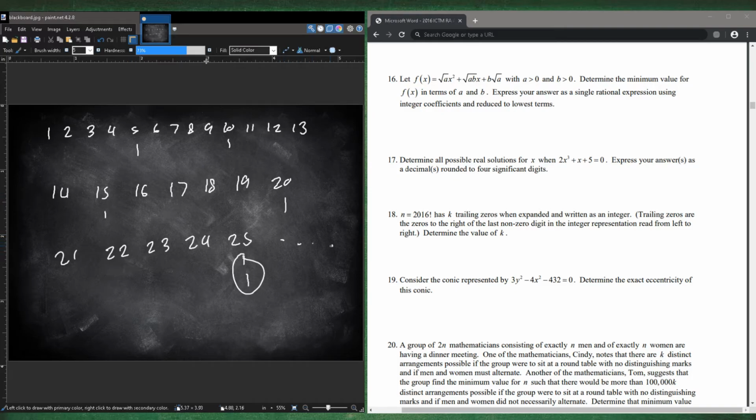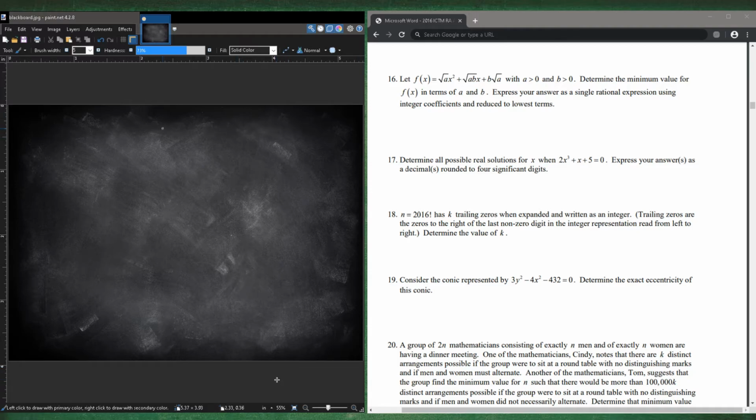Now you keep going, right? 26, 27, 28, all the way to 125. 125 divided by 5, you get 1. So there's one there. 125 divided by 25, that's possible, so you get another one. And divided by 125 is another one, because 125 is 5 cubed. So there are 3. And that's basically how we're going to count it.